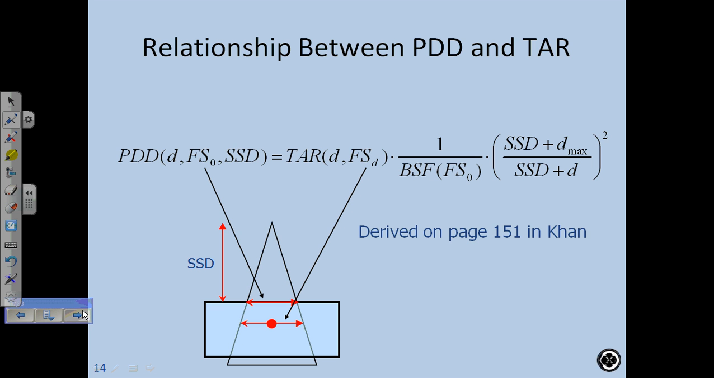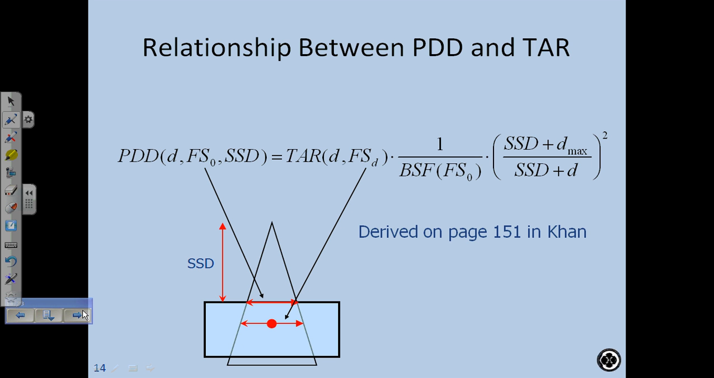The relationship between PDD and TAR. We can calculate PDD if we know TAR and vice versa. If we measure PDD, we can calculate TAR, without having to take extra measurements. So PDD is defined as TAR at a certain depth and field size. And this is important here. The PDD is defined at a field size 0. Field size 0 is at the surface for a particular SSD. TAR is defined at a depth for the field size at a depth d. Those field sizes are different.